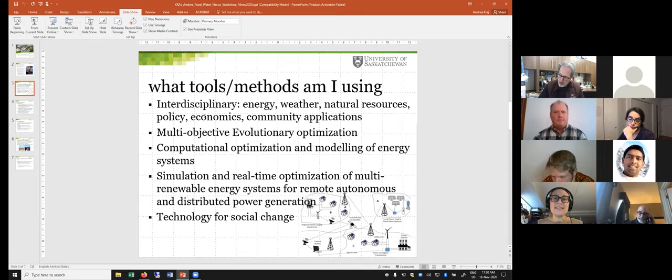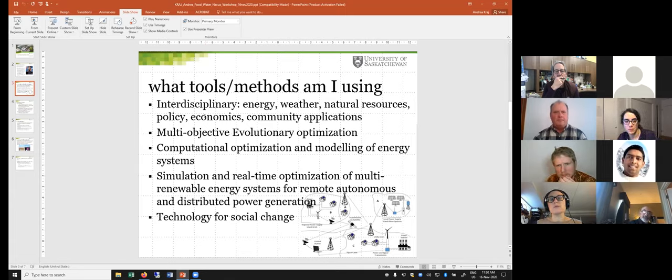So on the scientific part of my work and in my research, I use multi-objective evolutionary optimization. So I use a lot of computational optimization and modeling of different energy systems. And I've developed a simulation and tool to also be able to optimize and view what you're doing with your energy in real time, implementing all these different sorts of renewable energy systems. And the point here is to help remote communities or those such as islands become autonomous, to help them in their own energy sovereignty, as well as to have the most effective and efficient use of distributed power generation.